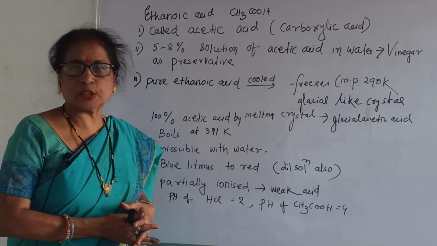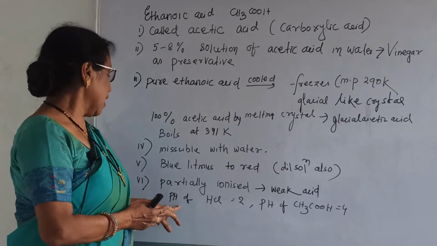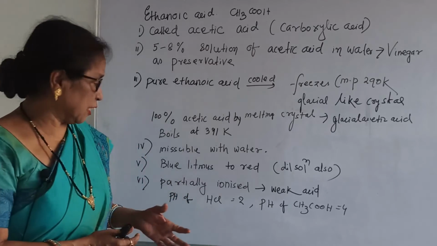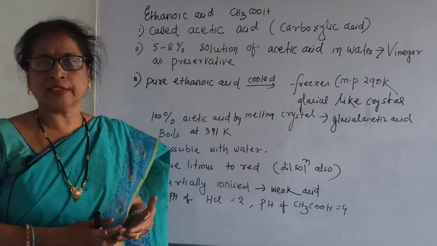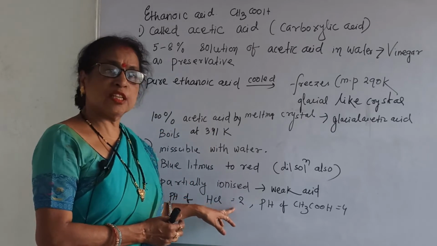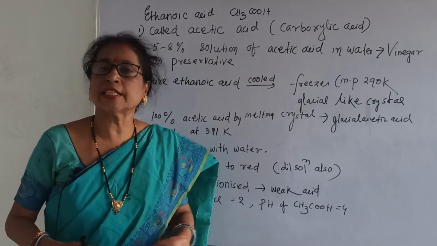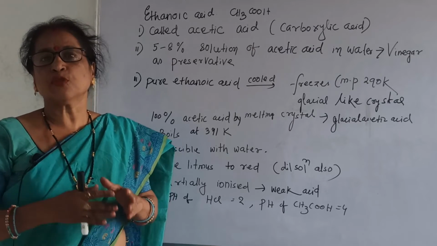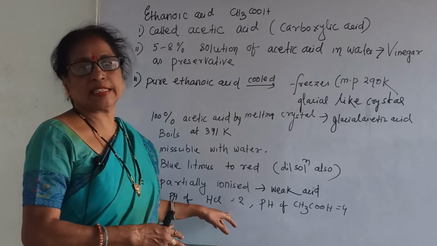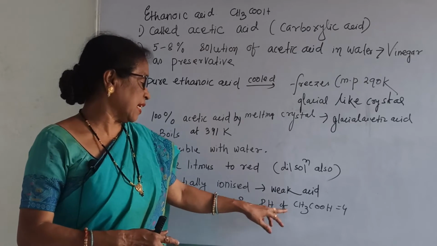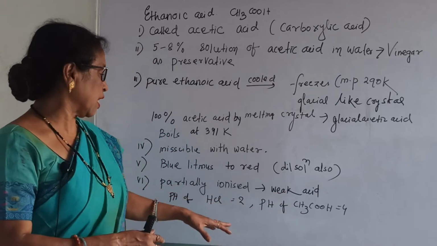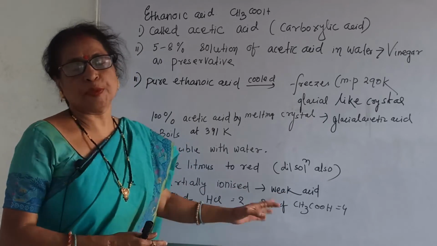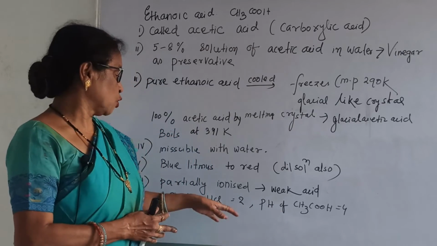pH of HCl is 2. What is pH? pH tells us the strength of an acid. The lower the pH, the stronger the acid. The pH of HCl is 2, whereas the pH of acetic acid is 4. That means acetic acid is a weaker acid than HCl. Are you clear? Acetic acid has pH 4, so it is weaker than HCl, whose pH is 2.